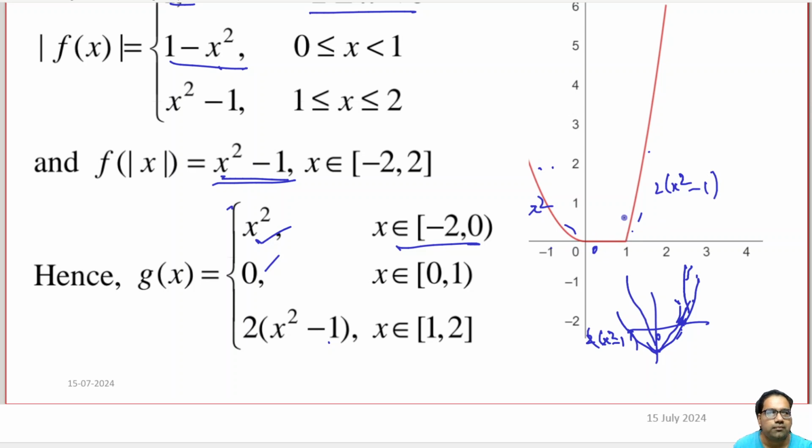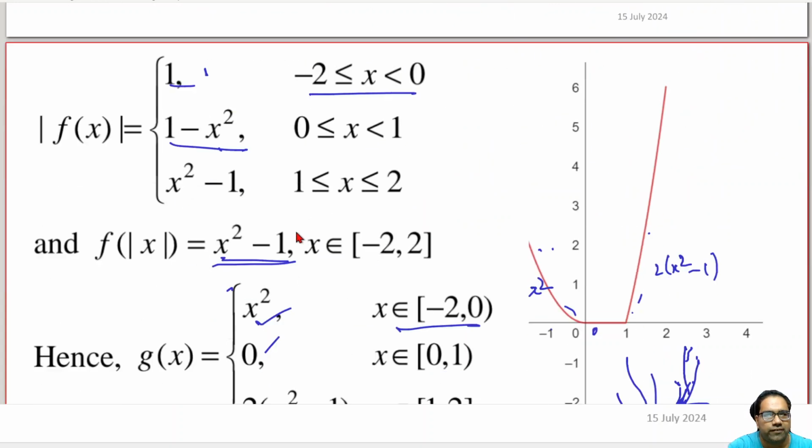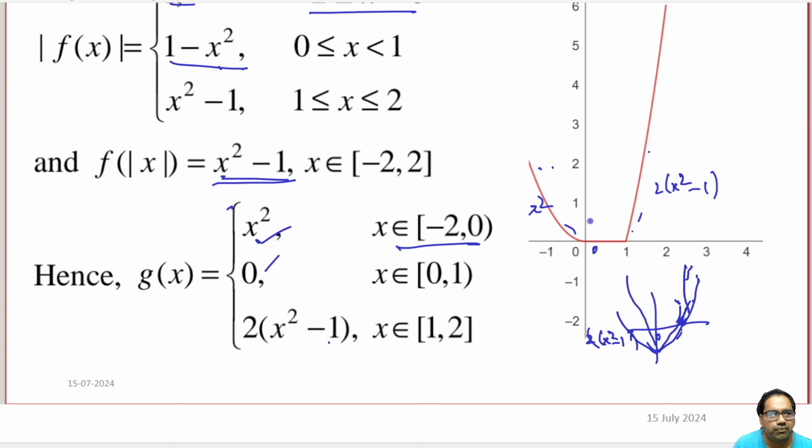But what about the differentiability? So saying it is not continuous is definitely wrong. For differentiability, we have to match the slopes from the left side and right side. Clearly at this point, on one side the slope is 0, and on the other side the slope is the derivative of this, which is 4x. The slope is 4. So at point 1, it is clearly not differentiable.